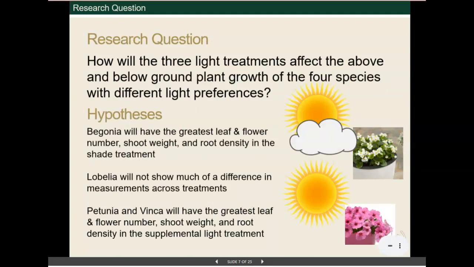So our specific research question is, how will these light treatments affect the above and below ground plant growth among these 4 plant species? We can formulate some hypotheses based on what we know about each species' light preferences. For instance, we know begonias prefer shade, so we would expect our leaf and flower numbers, shoot weight, and root density to be greatest in this treatment. Petunias and vincas prefer full sun, so we'd expect these measurements to be greatest in the supplemental treatment. Lobelias aren't as picky, so we might expect them to perform about the same across all treatments.